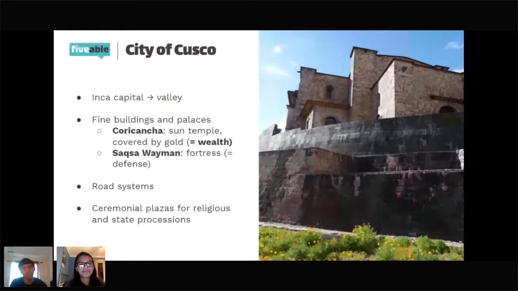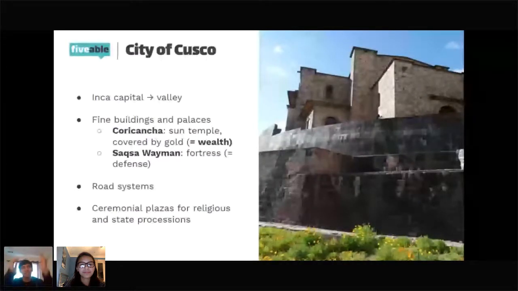Coricancha. You'll see a picture later, but it's the Sun Temple. Back then, the Incas connected themselves with nature. They were polytheistic, so they believed in multiple gods, and one of them is nature. They worshipped nature. It determined their harvest, their agricultural produce, the abundance of animals to hunt. They believed the gods were responsible for that, so they often offered gold and wealth to the gods.